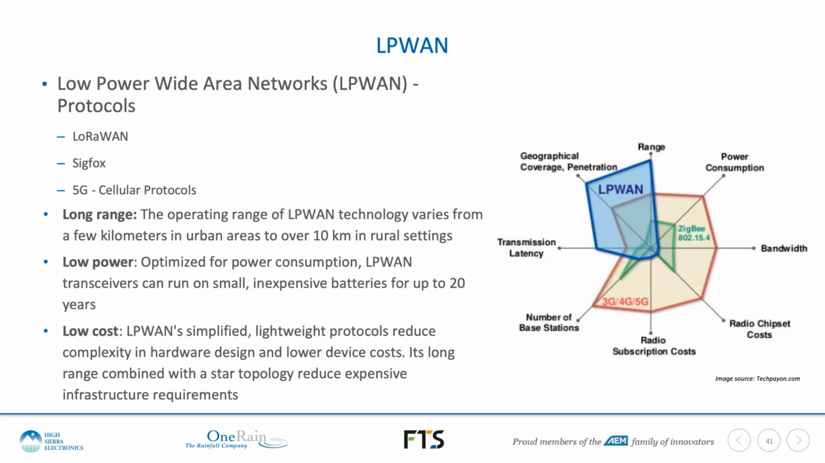So again, as the name implies, it's long range. In urban environments, maybe a few kilometers, but over 10 kilometers in rural settings. And it really depends on line of sight. It can go significantly longer than that if you've got a significant elevation on your receive side or transmit site and no obstacles. Low power, some of these transceivers can run on small batteries for up to 20 years. So it's really designed to be low power and low cost as well.